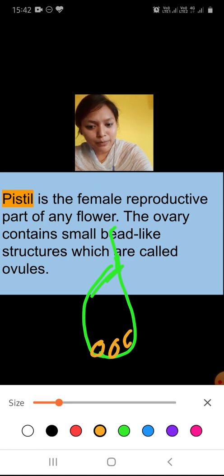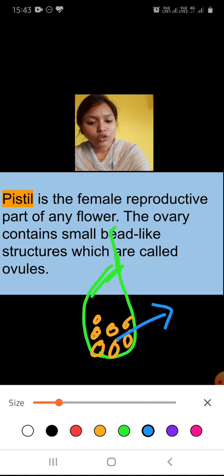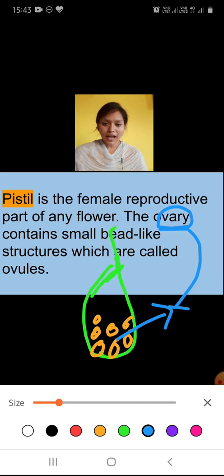Small eggs are present and these eggs are known as ovules. This portion where ovules are present is known as the ovary. So ovules of a flower are present in the ovary. Is it clear? Through these ovaries only a new plant is produced. These are, you can say, the seeds.